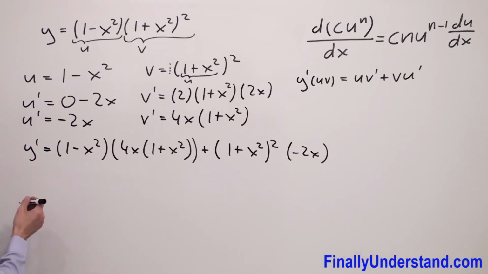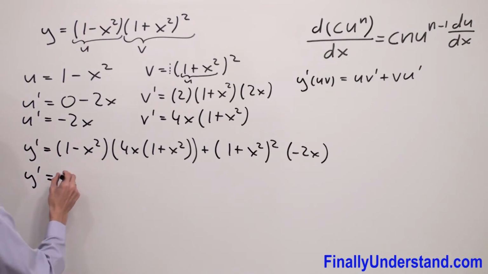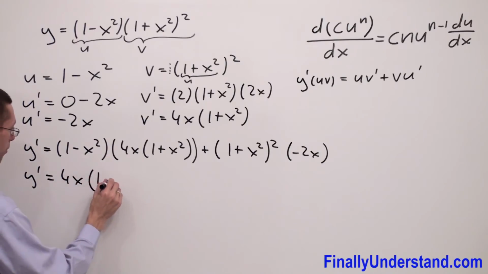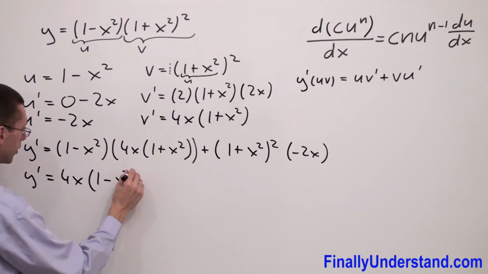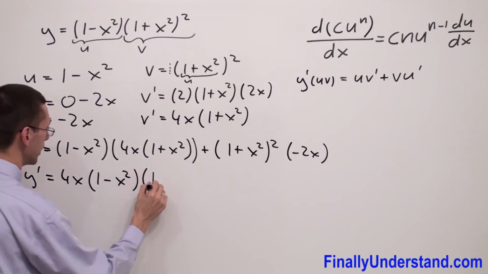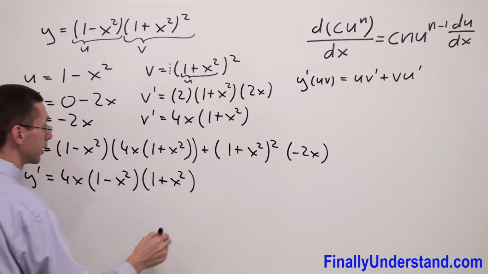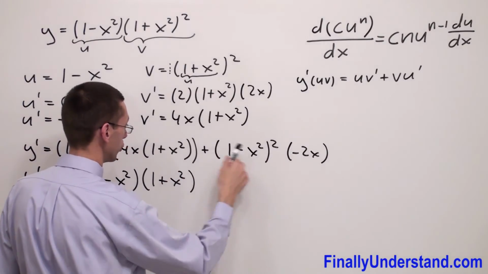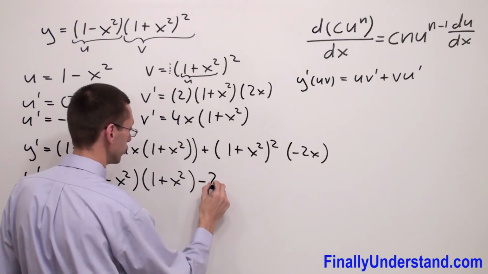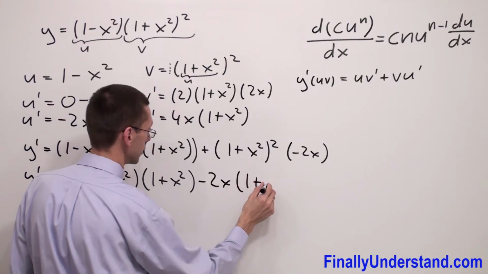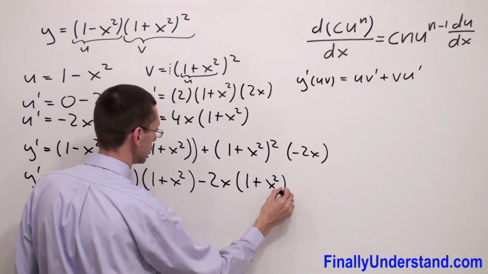Now let's organize this a little bit. So we have y prime is equal, because we have a product, I'm going to write 4x at the front, and I have 1 minus x to the second power times 1 plus x squared. Now negative 2 I'm going to bring to the front. I'm going to have negative 2x, open parenthesis, 1 plus x squared to the second power.